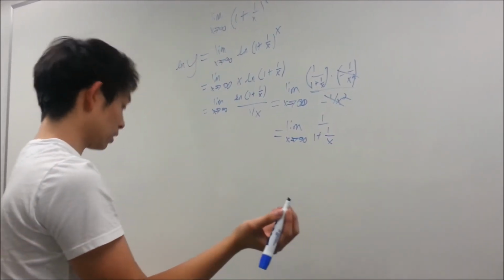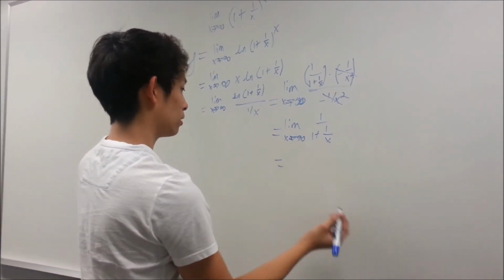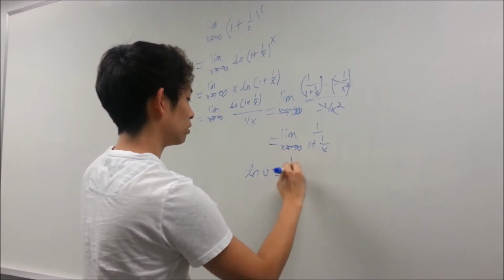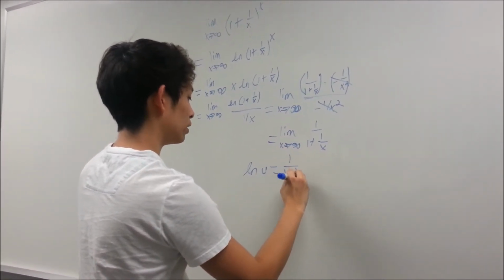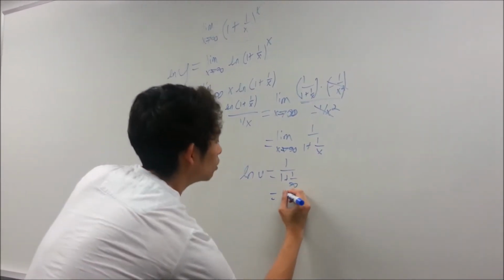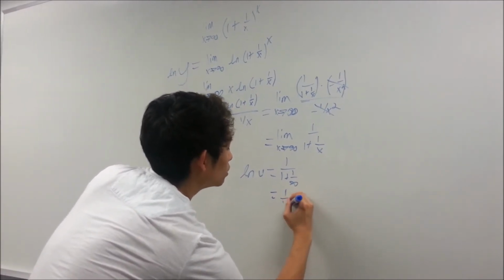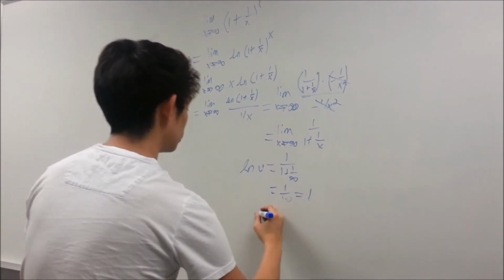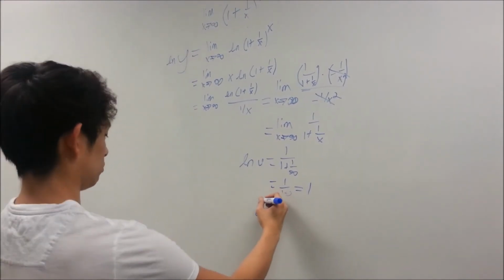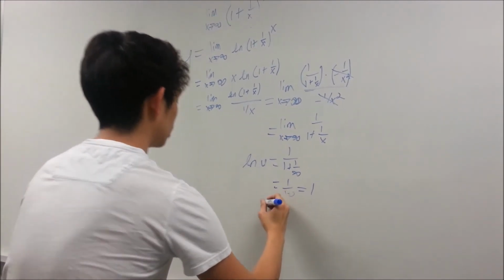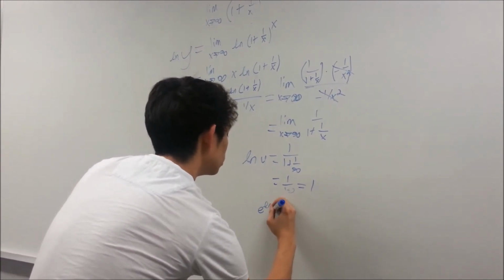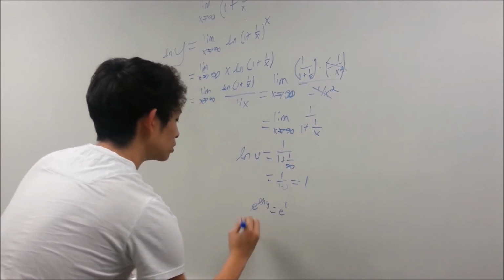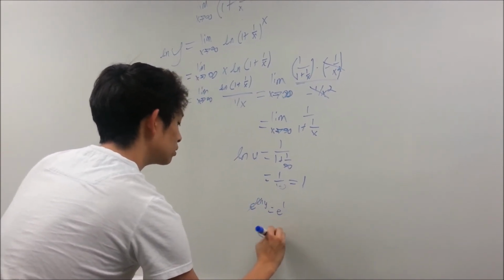And then, taking the final limit, you get ln of y is equal to 1 over 1 plus 1 over infinity, which is equal to 1 over 1 plus 0, which is equal to 1. So if you take e to the power of both sides, you get e to the ln of y is equal to e to the first power, and these cancel out, so you get y is equal to e.